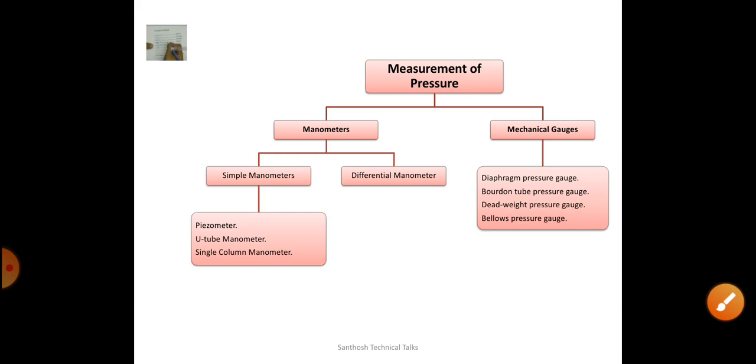Next is the pressure measuring instruments. We have two different types of pressure measuring instruments. One is manometers and another one is mechanical gauges. In manometers, we have the simple manometer and the differential manometer. The mechanical gauges include the diaphragm pressure gauge, Bourdon tube pressure gauge, deadweight pressure gauge, and bellows type pressure gauges. In simple manometers, we can also classify piezometers, U-tube manometers and single column manometers.